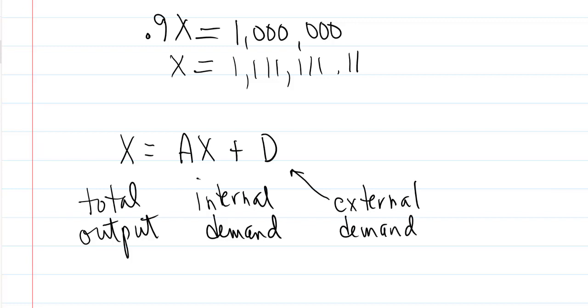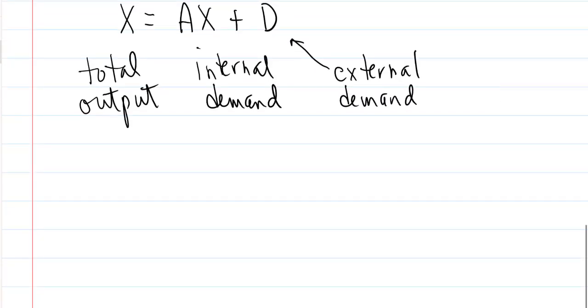In the matrix X, we have the total output for each sector in the economy. So X might be a list of 50 values if there's 50 sectors, or 500 values if there's 500 sectors. D also is a list, how much from each sector the consumers want. The matrix A is called the input-output matrix.